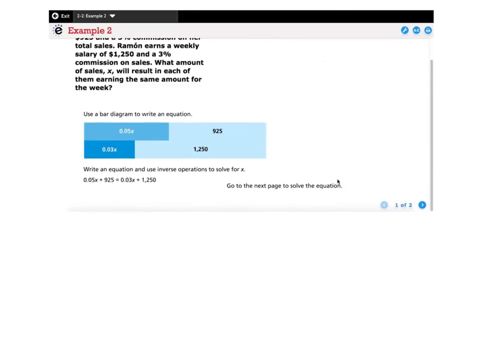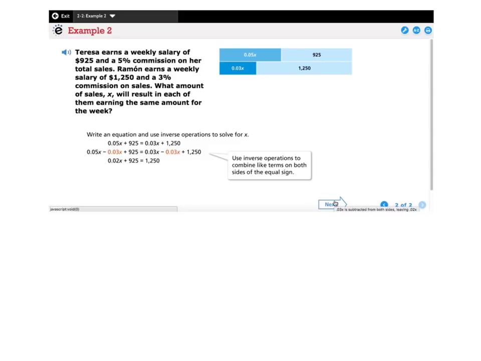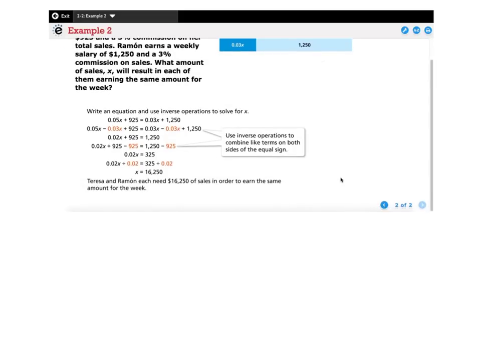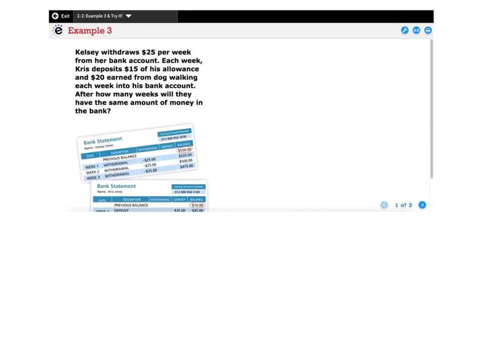So again, one way is to use a bar diagram to show their earnings, okay? And then, again, set their earnings equal to each other, right? I want to know when are they going to be equal to each other. So when will Teresa's earnings be equal to Ramon's earnings? And that's what they've done when they write their equation there. Again, now they're solving their equation, right? We've got variables on both sides, and we're off and running. So again, that's about as complicated an example as we get. And now we move on to example number 3.